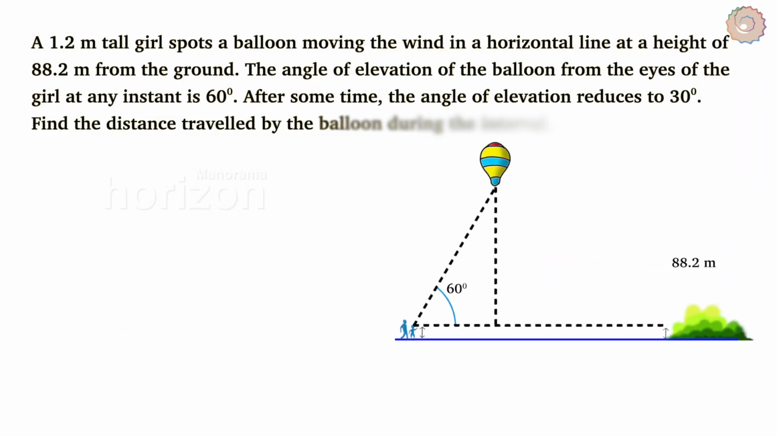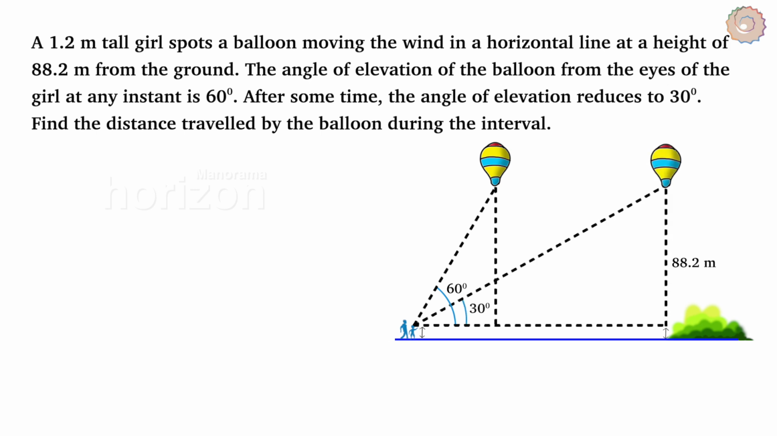A 1.2 meter tall girl spots a balloon moving with the wind in a horizontal line at a height of 88.2 meter from the ground. The angle of elevation of the balloon from the eyes of the girl at an instant is 60 degree. After some time, the angle of elevation reduces to 30 degree. Find the distance travelled by the balloon during the interval. Let us see how to approach this problem.